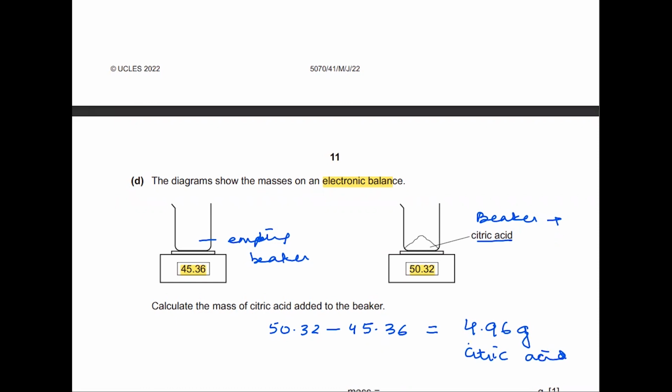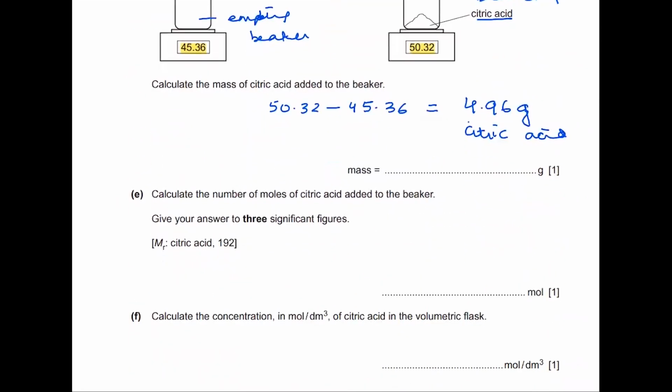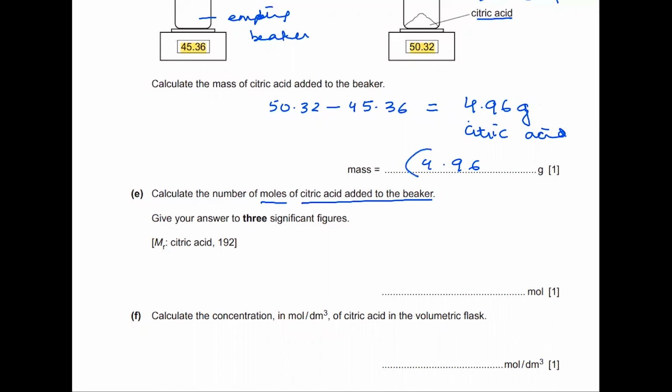Going ahead. Okay, so we write down here 0.96 grams. Now calculate the number of moles of citric acid added to the water. So this is the mass which we have added. So we have to convert this into moles. So the formula for calculating the moles equals mass divided by its MR. So mass is 4.96 and the MR which is given to us in the question here, that's 192.